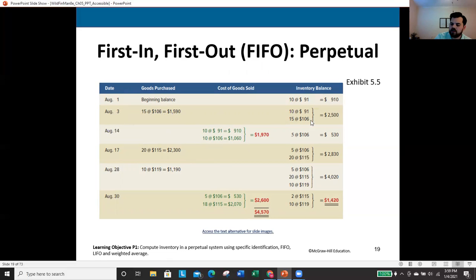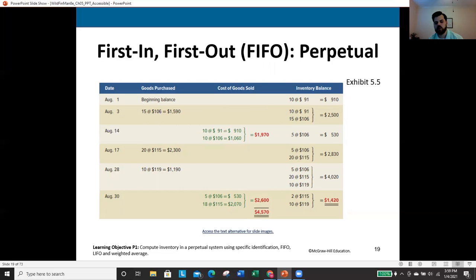At this point in time, our inventory balance has two layers. It has the original 10 units at $91, which simply comes straight down, and the new 15 units at $106, which simply comes straight over. So at this point in time, we've got a total of 25 units with a total valuation of $2,500.